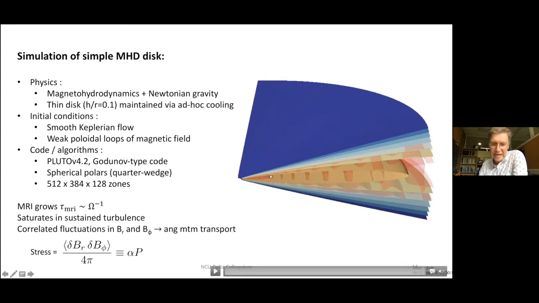But there are some weak loops of magnetic field, and I've colored the magnetic field red here. So red is actually contours of magnetic pressure. You can see these little red contours in here is the magnetic field. And then I've integrated this with the Pluto MHD code, and these are a few details of the run.